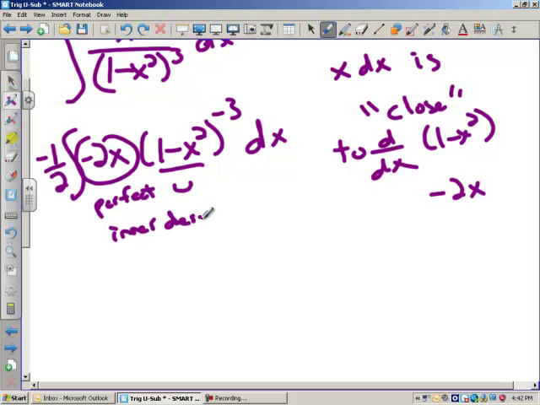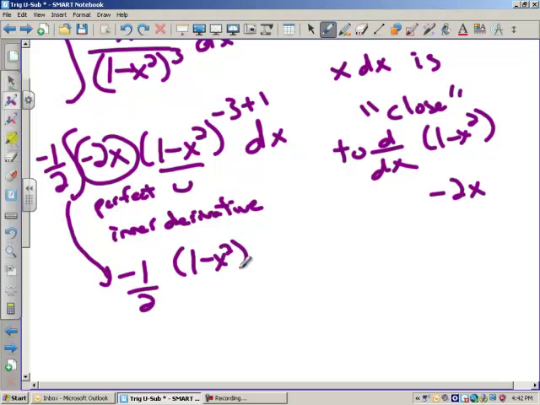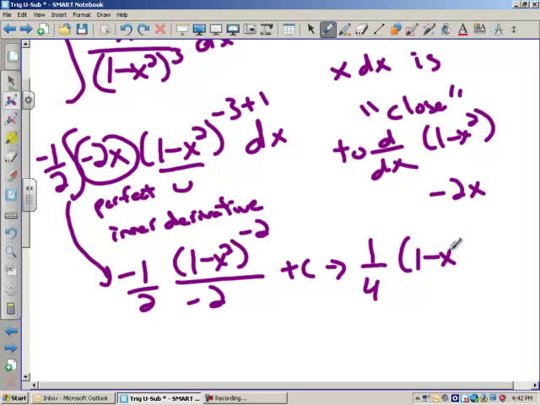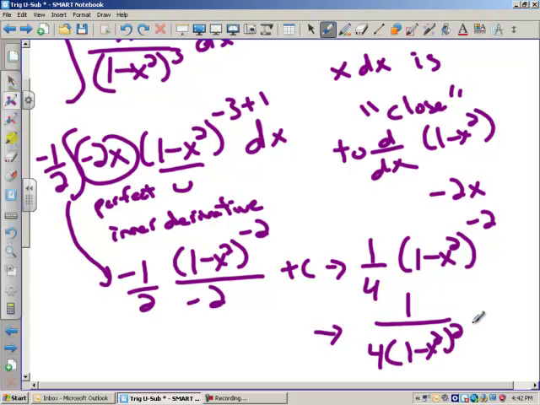So if you do that, then you can skip some of this u substitution stuff, and then you can just add 1 to this exponent and divide by that. So let's see what that looks like. The negative 1/2 has to come through, and the answer to all of this is 1 minus x squared to the negative 2 divided by negative 2, and don't forget a plus c, and we get positive 1/4 times 1 minus x squared to the negative 2, which is 1 over 4 times 1 minus x squared, all squared, plus c.